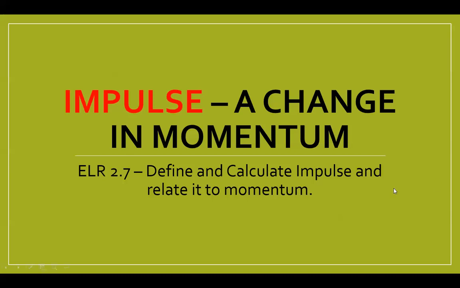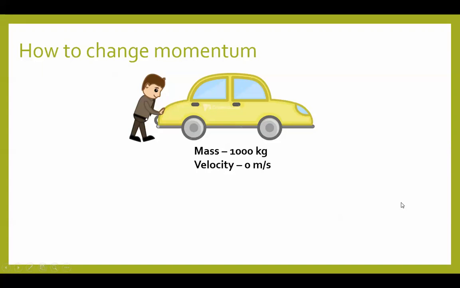For impulse, I want you to imagine this car being pushed by this fellow here. The car is just sitting there, not moving at all, so it has a velocity of 0, and it has a mass of 1,000 kilograms. So it's a pretty hefty car. In order to change the momentum of this car, I think we can agree that to make it go from no momentum to something else, you have to apply some kind of a push.